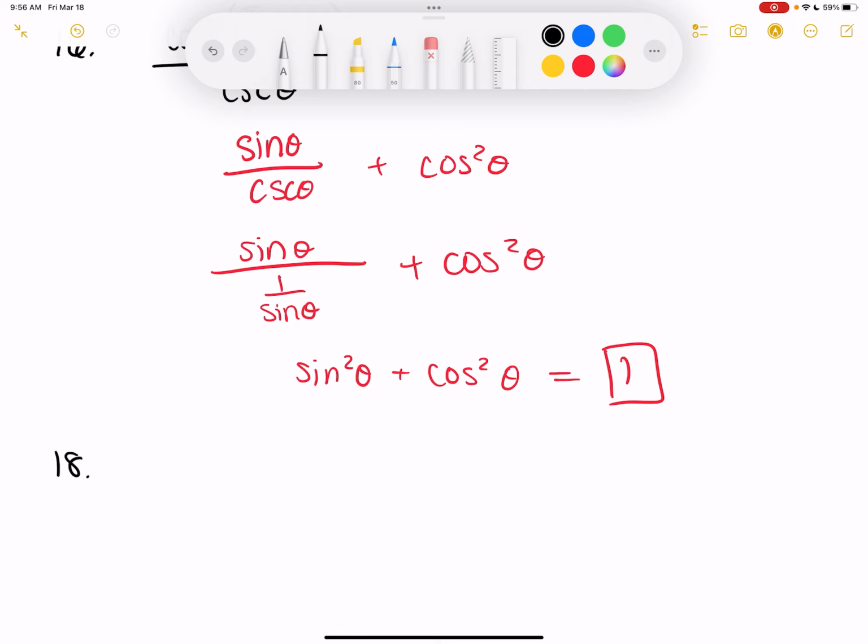From the fraction where it's like sine of theta over 1 over sine of theta, how did you get the sine squared? So if you divide by a fraction, you multiply by the reciprocal. So it ends up being sine of theta times sine of theta over 1, which just gives you sine squared.